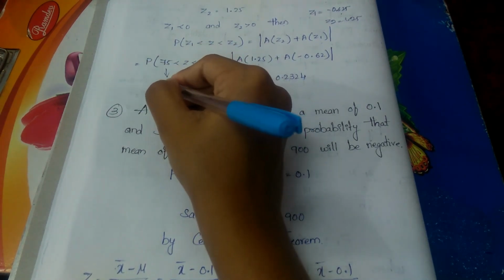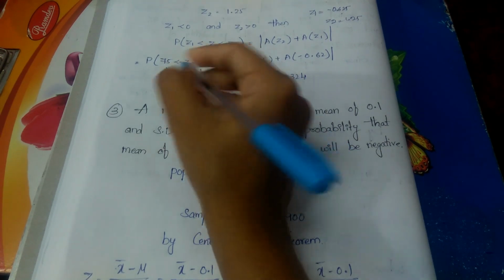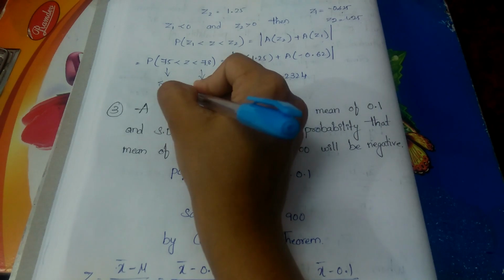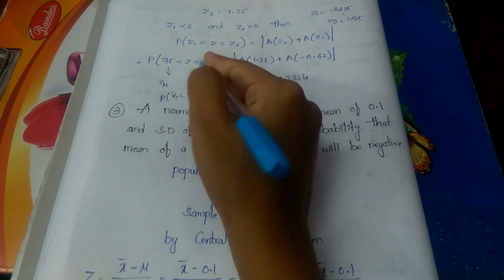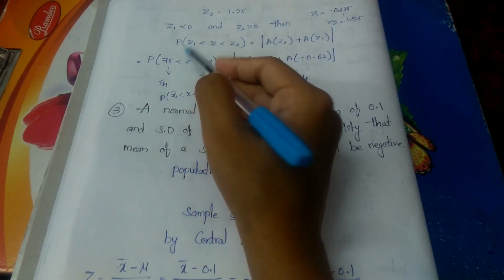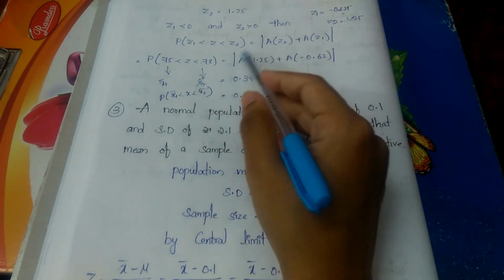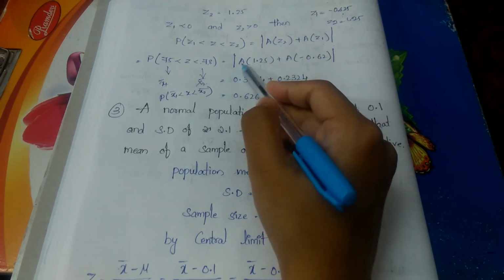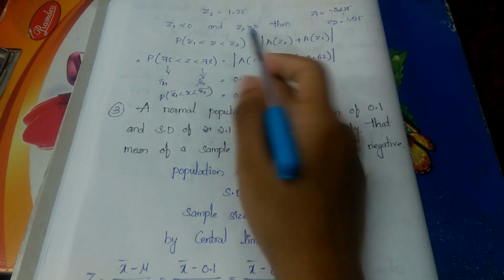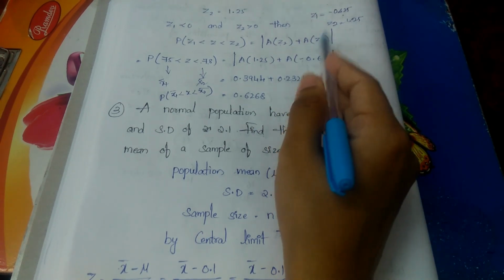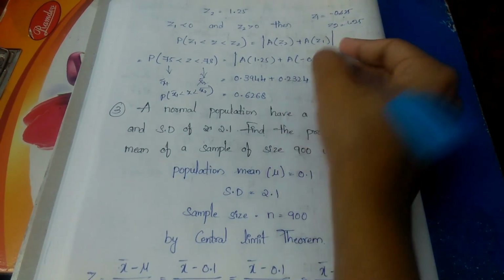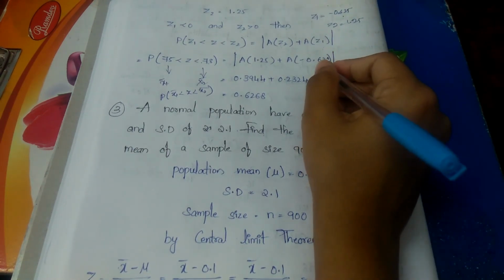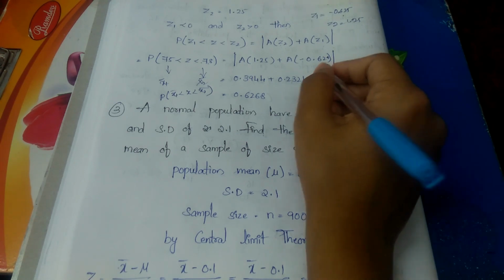So we can also take these as the x values. Initially we took x1 bar and this one was the x2 bar. So we can also take it as probability of x1 bar less than x less than x2 bar. This is the same as the previous. We can also substitute the z1 and z2 values here. So the probability will be, by using the formula, modulus of area of z2, that is 1.25, plus area of z1, which is minus 0.625. You can take only two digits because we are finding the area from the ND table.